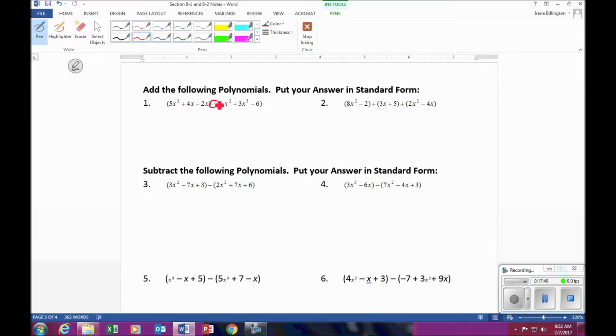So we're going to start out, and I'm just going to find my largest exponent, which is x to the third. I have 5x to the third plus 3x to the third, so this would be 8x to the third. Let's move on to our next term, x to the second. That's the only one, so it would be plus 4x to the second. Next, we have 4x minus 2x, which would be 2x. And our constant, minus 6 on the end.